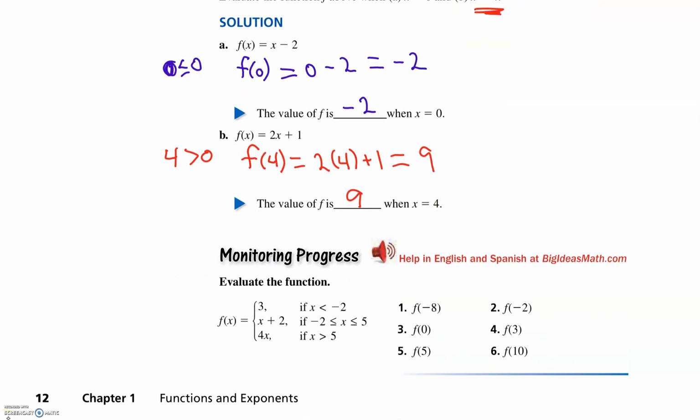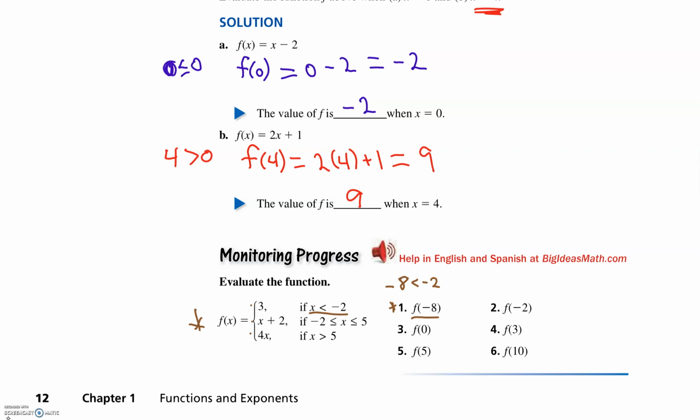I'm going to help you out with the first couple of problems on the monitoring progress. So we're going to look at number 1, f of -8, given that we have a function defined with 3 pieces. So 1, 2, 3 pieces. What we first look at when we're evaluating this function, and we want to find f of -8, we're first going to notice that -8 is smaller than -2, and because -8 is less than -2, we're going to use that first piece of the function.